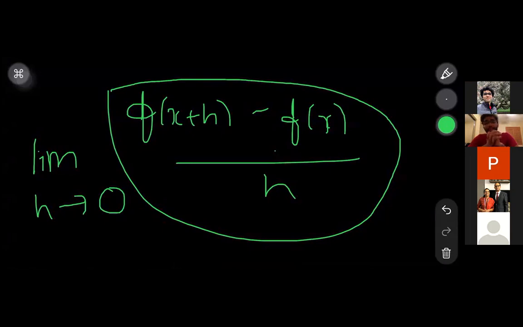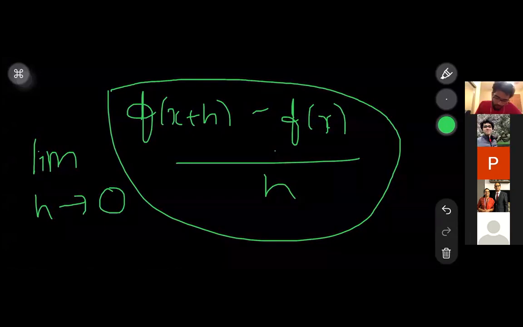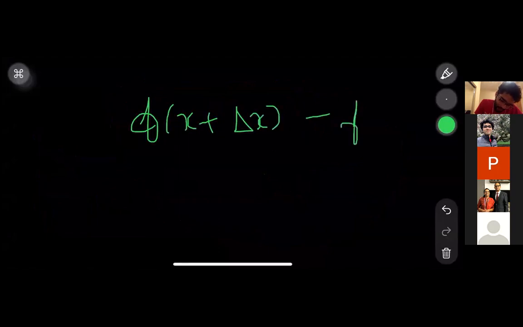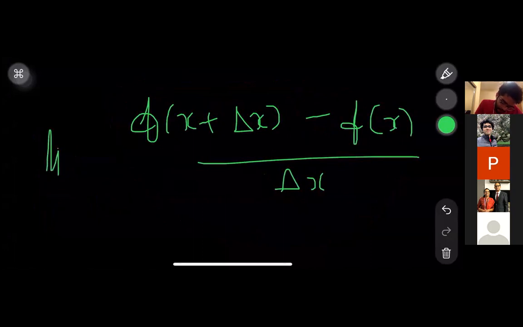Oh, we used delta instead of h. Thank you for that comment. We had used delta. It was in April. Yes, it was long ago, 2 months ago. We used delta instead of h. That doesn't really matter, but I think we had a discussion, and then we said that having delta would be better. So f of x plus delta x minus f of x divided by delta x, limit as delta x approaches 0.